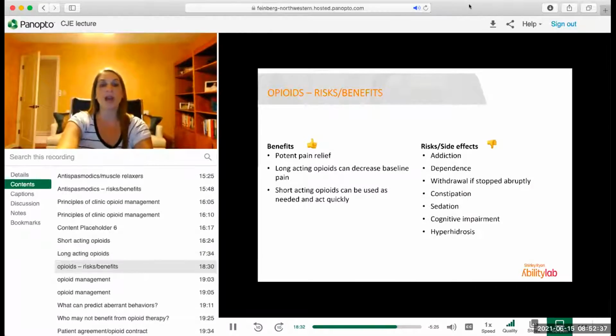Risks and benefits. Benefits, potent pain relief. They can decrease baseline pain. If you have a patient on long-acting opiates, they can still use short-acting opiates as needed on a more rescue or as-needed basis.